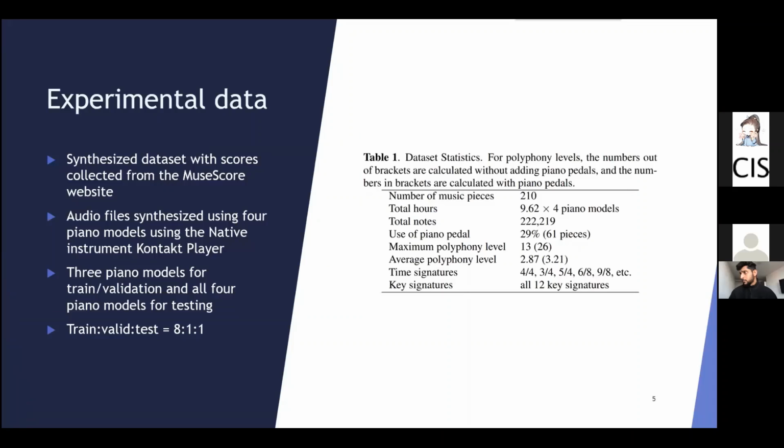For the experimental data, we used a synthesized data set with scores collected from musical websites. Audio files are synthesized using 4 piano models with the Native Instruments Kontakt player, with 3 piano models for train and validation, and all 4 piano models for testing. A train, validation and test ratio of 8/1/1 is used. In the right table, we provide some dataset statistics about the total hours, total notes, and information about the time signatures, key signatures and polyphony levels.